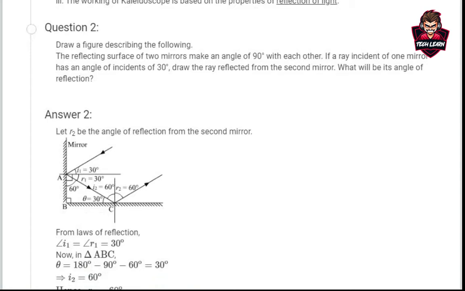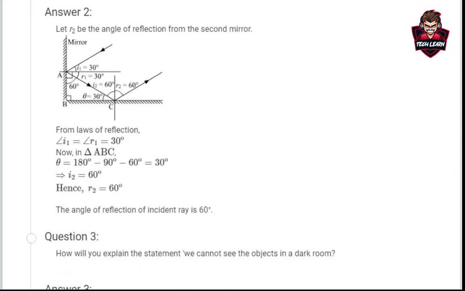So, friends, draw these diagrams and write the following laws. From laws of reflection, angle I1 is equal to angle R1 is equal to 30 degrees. Now, in triangle ABC, theta is equal to 180 degrees minus 90 degrees minus 60 degrees is equal to 30 degrees. Hence, R2 is equal to 60 degrees. The angle of reflection of the incident ray is 60 degrees.